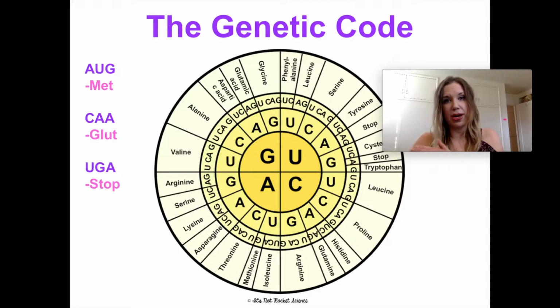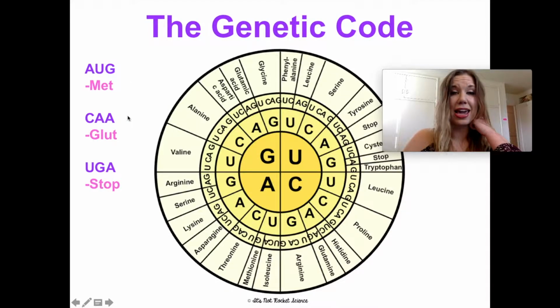Okay, but let's say we encounter the codon CAA. We would start here in this corner, go C, A, and A, and we would see that this is glutamine, so another amino acid. And if you have not noticed yet, CAA and CAG both code for the same amino acid.